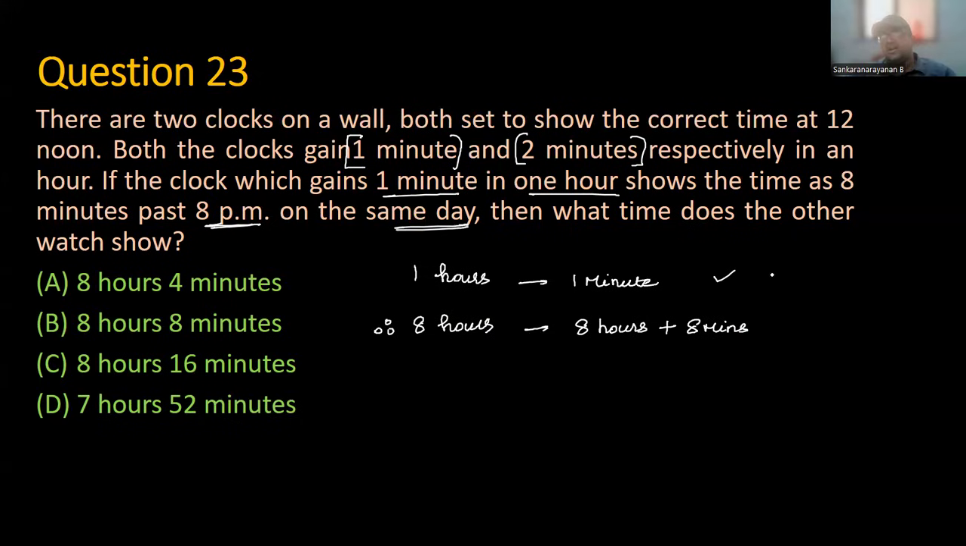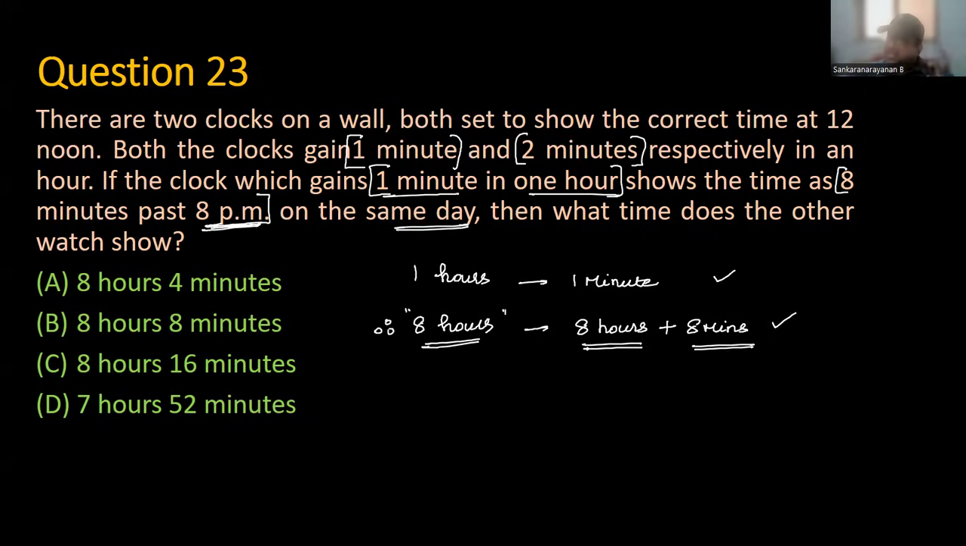So this is what is happening as far as this question is concerned. The clock which gains 1 minute in 1 hour is showing 8 minutes past 8 p.m. When I say in reality, 8 hours has gone over. Got it? So in 8 hours, altogether this clock would have run for 8 hours. Every hour, 1 minute it has gained. So it will be showing 8 hours, 8 minutes. Got it? So in reality, 8 hours has gone over.